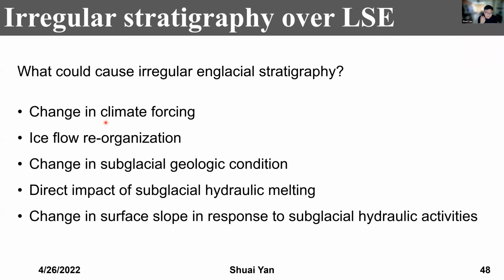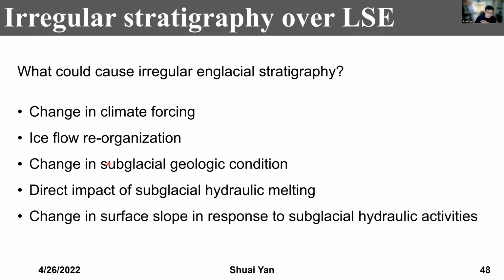Well, there are a few suspects here. There could have been some change in climate forcing. There could have been some sort of reorganization of the ice flow. And of course, there could have been some change in the subglacial geologic condition, which probably triggered some basal melting or freezing, and that will have a signature on the stratigraphy as well.